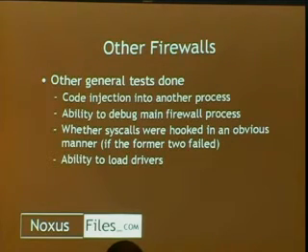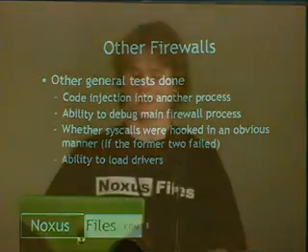So, the next thing that we really want to look at is the ability to debug the main firewall process. As you can see, if you can do that, you own the system. It's gone. And not to mention, we need to check whether syscalls were hooked in an obvious manner. And mainly I did this if the first two failed. You can't inject code into a random other process, you don't have the ability to debug the main firewall process, but let's try to use the method that we used to own ZoneAlarm, and then just load a kernel driver to do all this unhooking work for us, and see if it works.